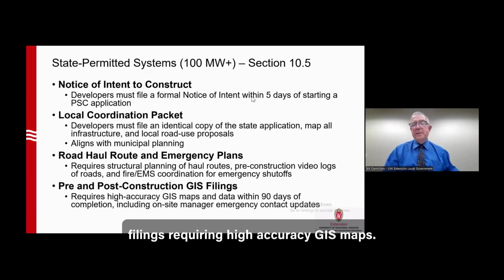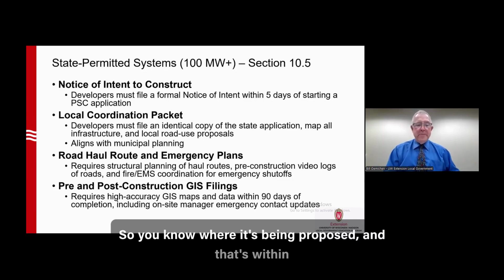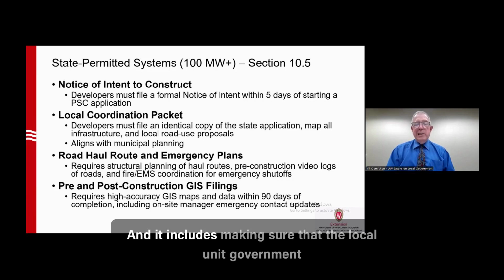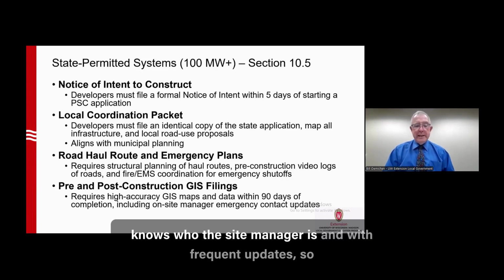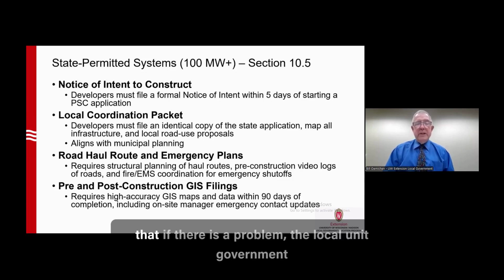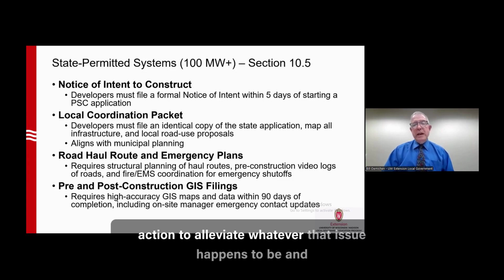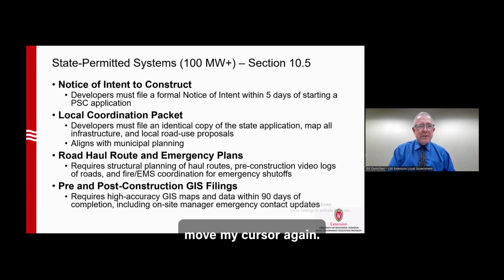Then we also included provisions on pre and post-construction GIS, geographic information system, filings requiring high accuracy GIS maps, so you know where it's being proposed, and that's within 90 days of completion as well. And it includes making sure that the local unit of government knows who the site manager is, with frequent updates, so that if there is a problem, the local unit of government knows who they can contact right away to try to take action to alleviate whatever that issue happens to be. And I moved my cursor again. Sorry about that.